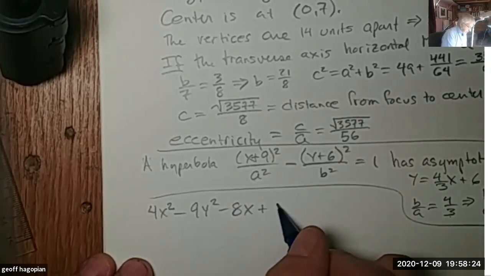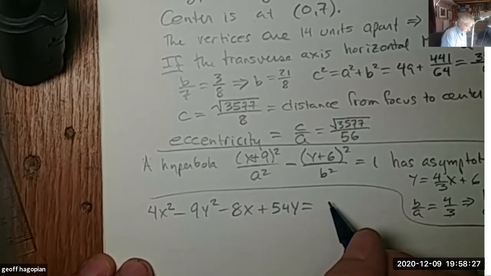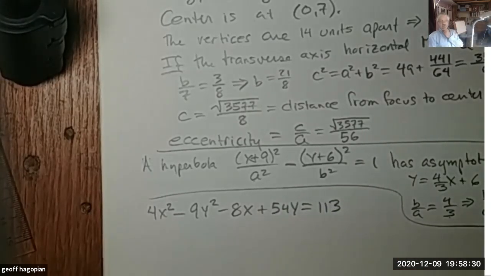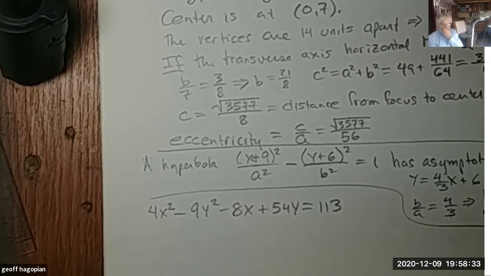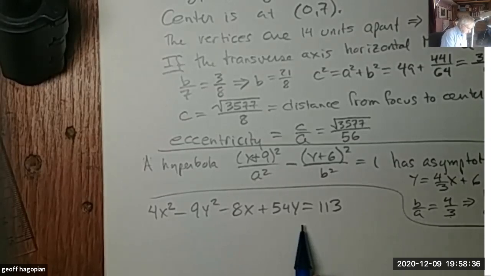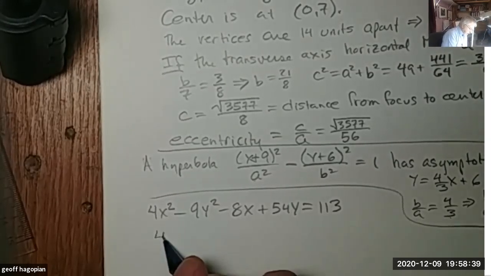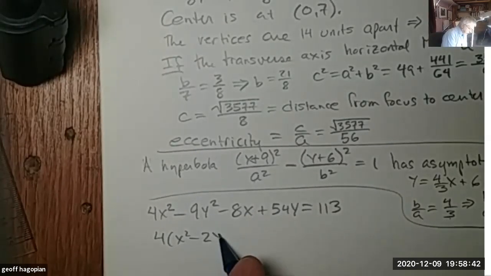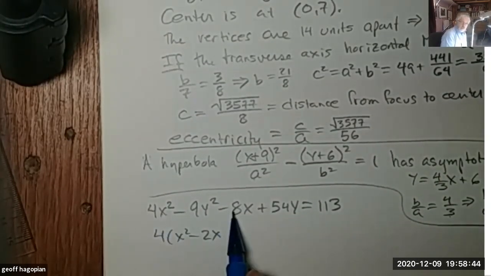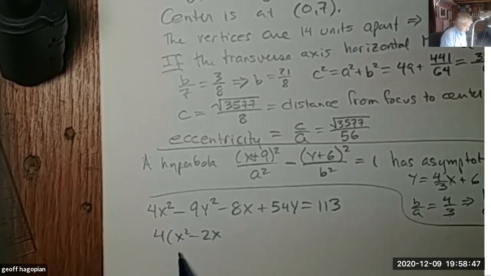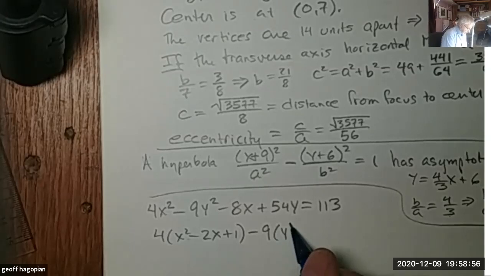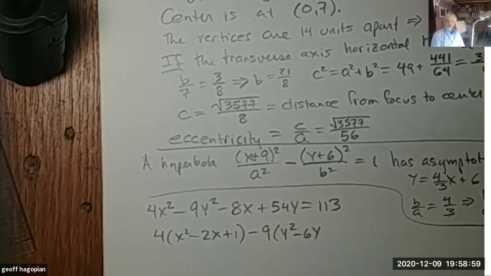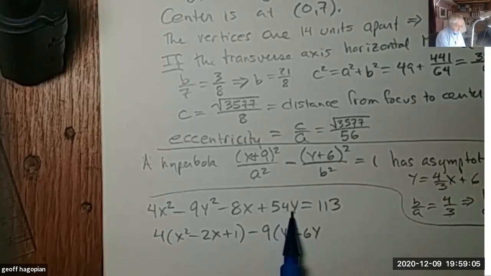Minus 8x plus 54y is 113. It actually says minus 113 equals 0, but I'm just going to add 113 on the fly here and get this equivalent equation. So we group the terms involving x and factor out a 4, right? There's 4x squared minus 8x. Factoring out the 4 gives us x squared minus 2x, and it's obvious how to complete the square, isn't it? So for y, we factor out a negative 9, and we get y squared minus 6y, right? Negative 9 times negative 6 is positive 54.